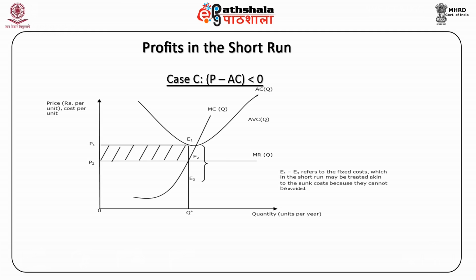In the final case, if the price charged is less than the average cost, then the firm receives negative economic profits. In the figure, the equilibrium is at E2, where marginal cost is equal to marginal revenue at quantity level Q star and price charged is P2. However, at the equilibrium level of output Q star, the average cost is P1, which is more than price, and therefore the firm is making losses as shown by the shaded area.